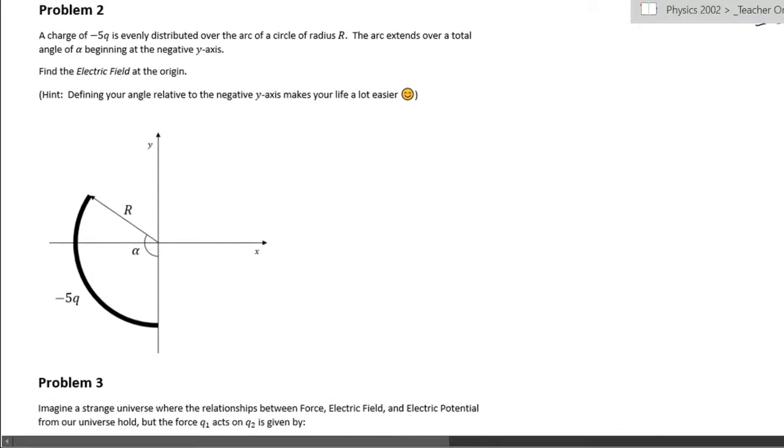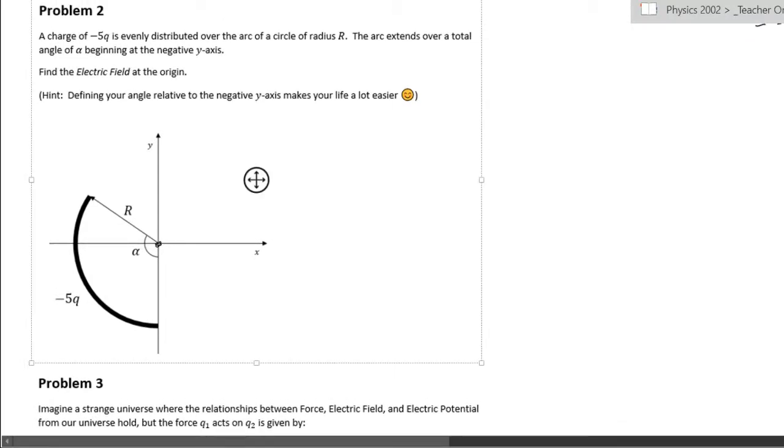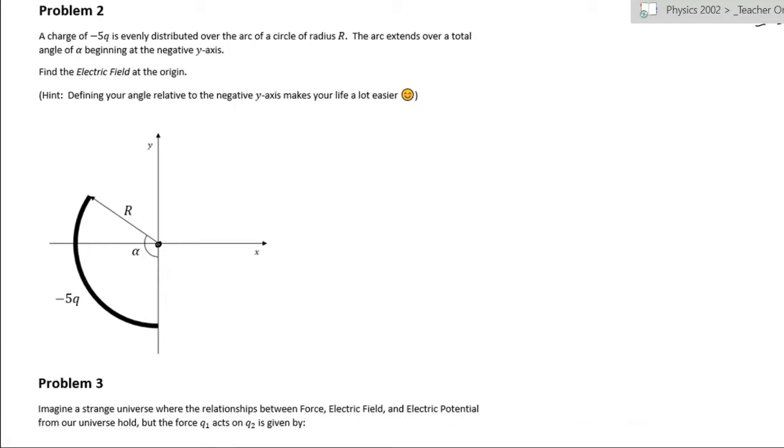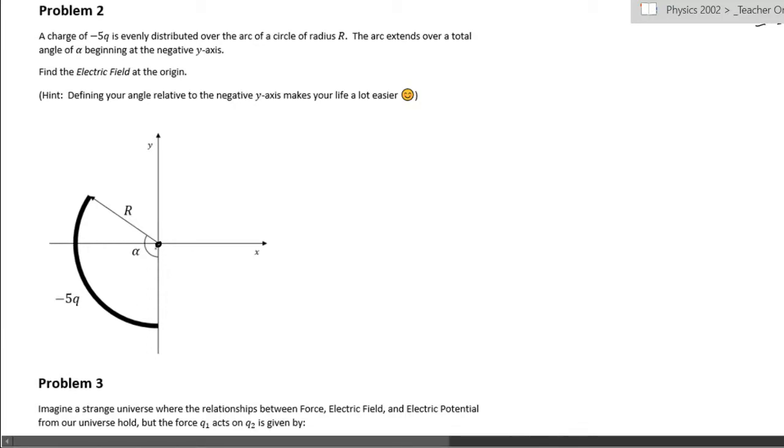Okay, so the next question is finding what the electric field is at the center of this arc of charge. And I gave you a hint here, and that hint was to say that it's easier if you're defining your angle relative to the negative y-axis. So the first thing I'm going to do is draw what I meant in there. So our electric field, in principle, could point like this. It's actually pointing the opposite direction because it's a negative. But the point here was that this can be defined like this.